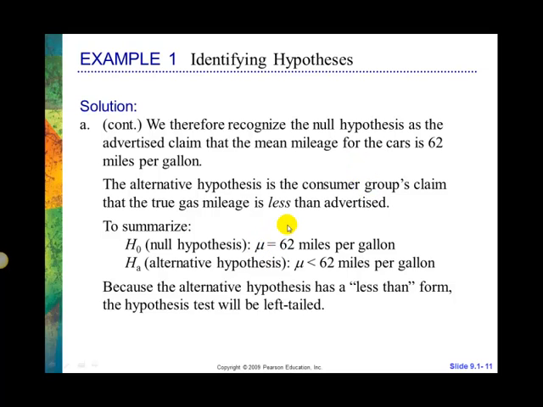And because the group was saying, well, no, it's less than that, we know we're going to use the less than sign. So our alternative is going to be mu is less than 62 miles a gallon. Okay, which means that this is a left-tail test, because we're only interested in values that are going to be on the left side of the mean. So that one was set up very nicely for you.